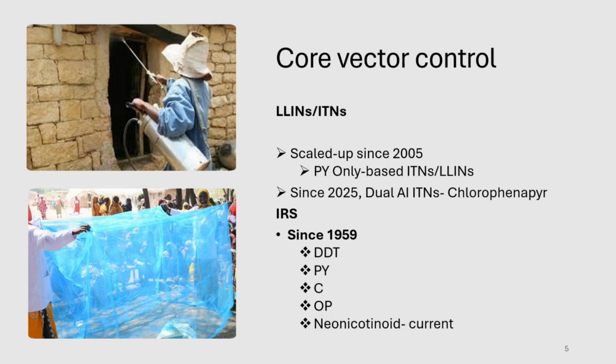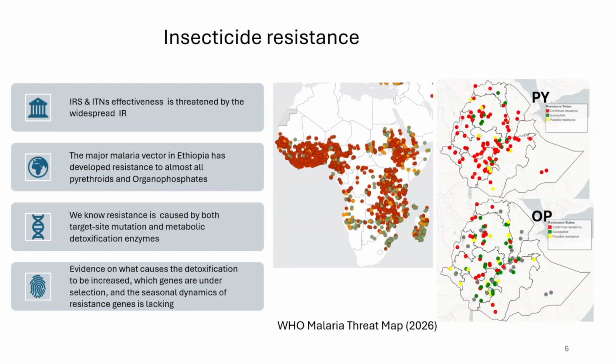So this longer time, depending on insecticide for vector control, is now threatening the efficacy of the major vector control strategies. As you can see over the map, the major malaria vector in Ethiopia has developed resistance to almost all classes of insecticides which are used for indoor residual spraying and also for the impregnation of the nets. So here we know that resistance is caused by target site mutation and by metabolic detoxification enzymes.